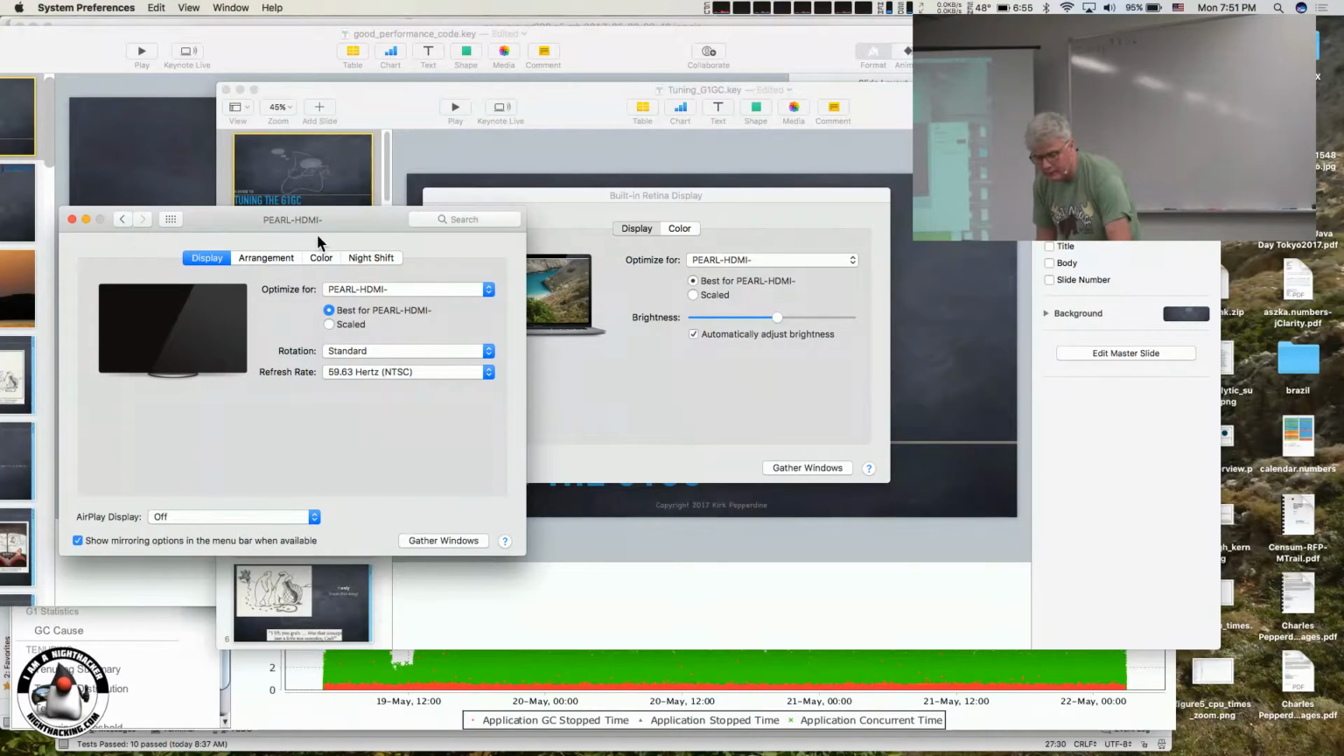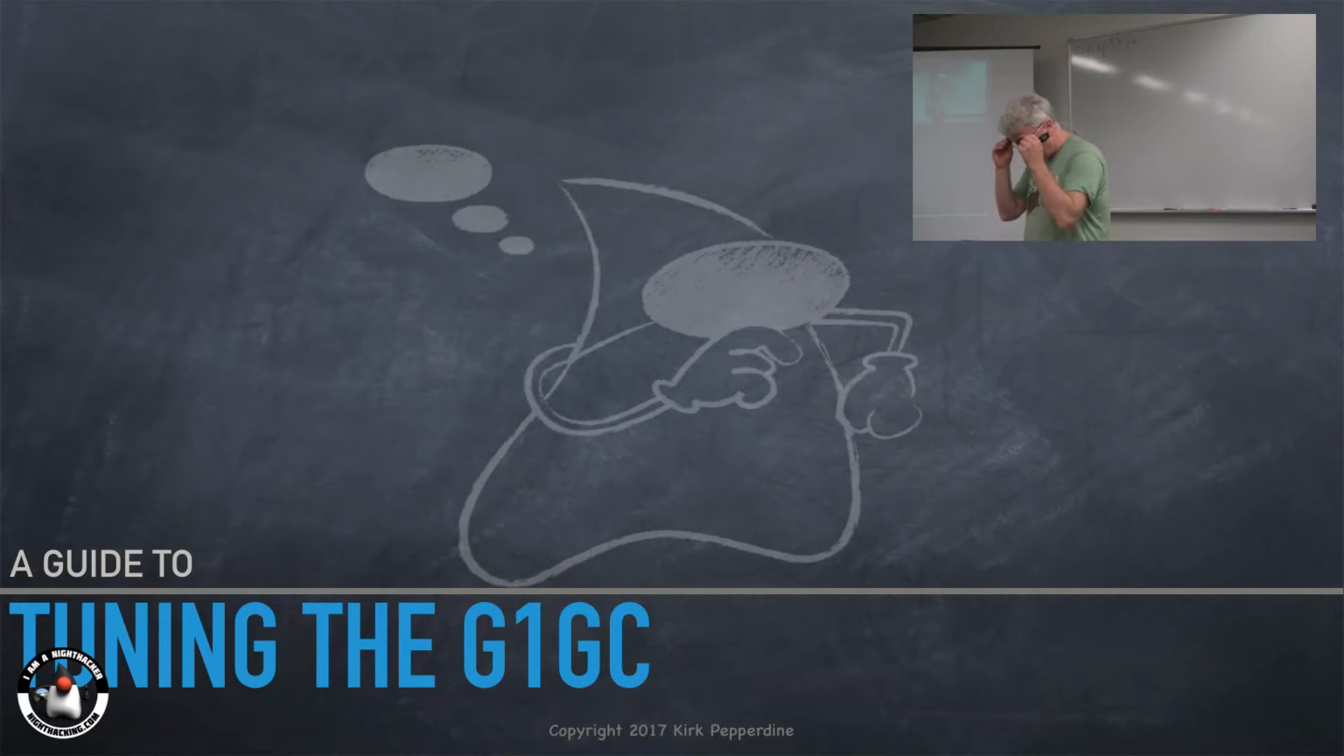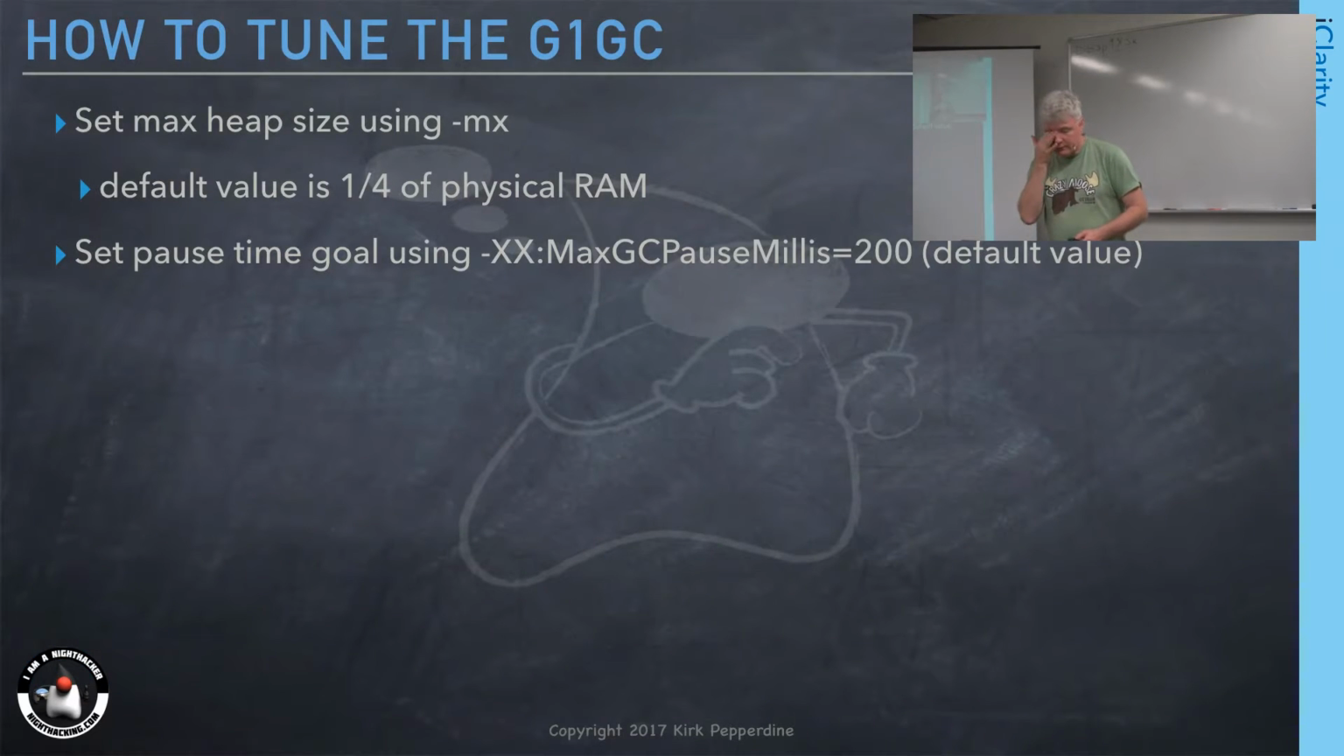That's fine. Okay, so the reason why I want to focus on G1 GC is because in Java 9, this will become the default collector. So the question is, how do you tune the G1 GC garbage collector? Well, you set the max heap size. We all know how to do that, right? That's -Xmx set the size. We're good. And if you don't want to set it, it'll just take a quarter of physical RAM, and that'll be your default heap size.